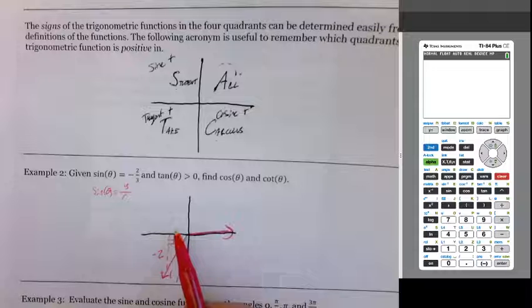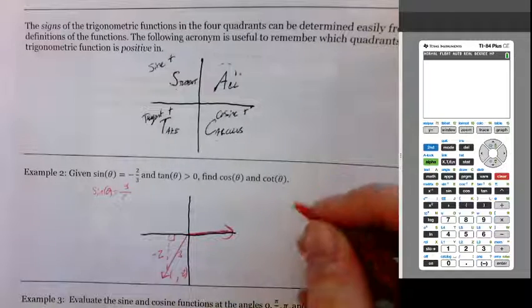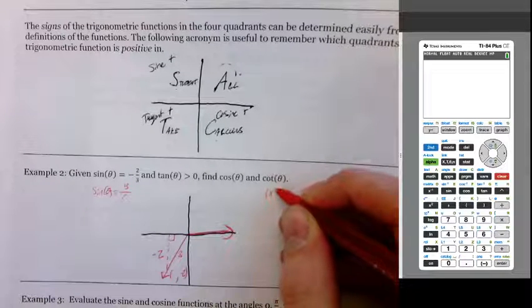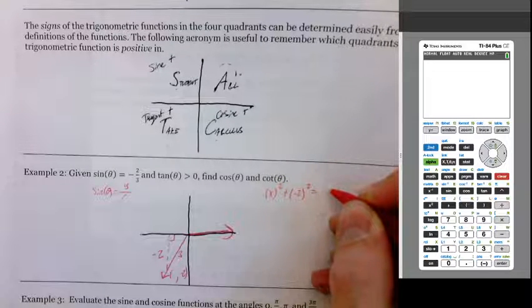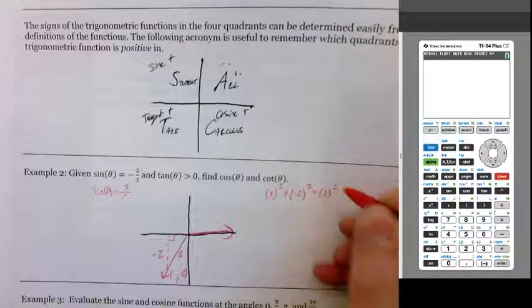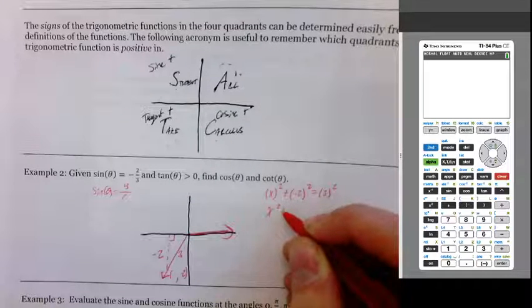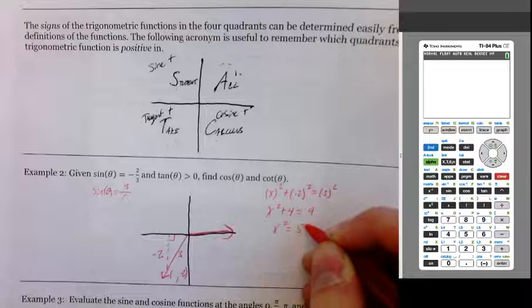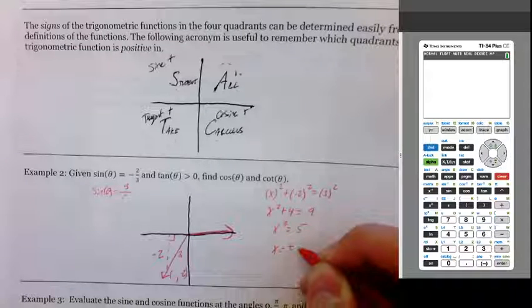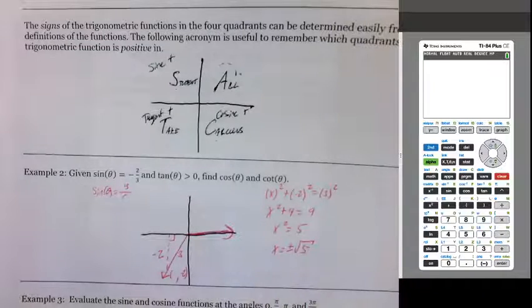How can we find this coordinate? Well, once again, Pythagorean theorem. The x-coordinate squared plus the y-coordinate squared is equal to the hypotenuse squared. So x squared plus 4 is equal to 9. So x squared is equal to 5. So x is equal to plus or minus the square root of 5. Depending on which quadrant we're in, we know if we're going to use the positive one or the negative one.